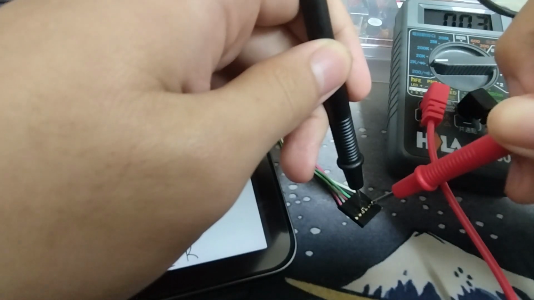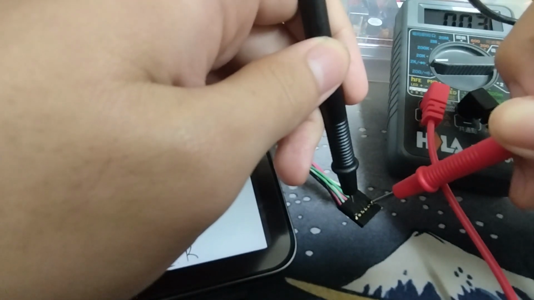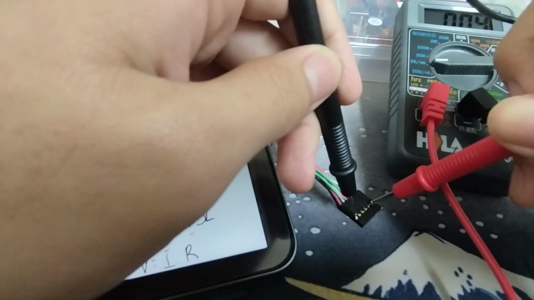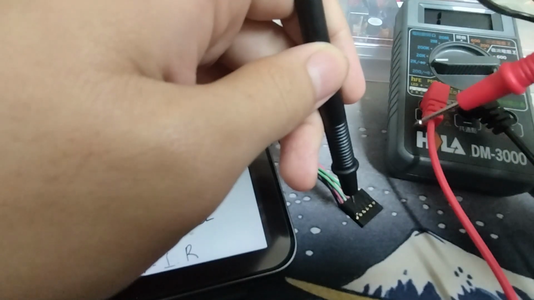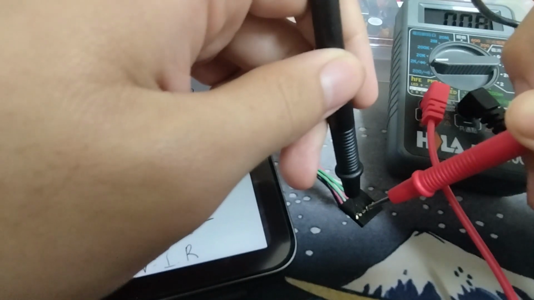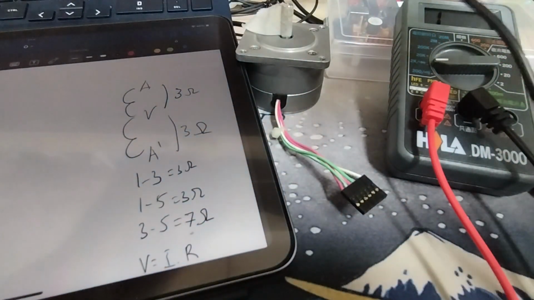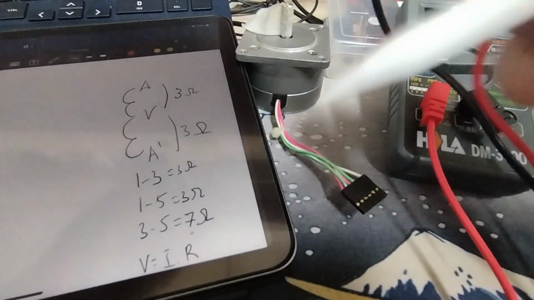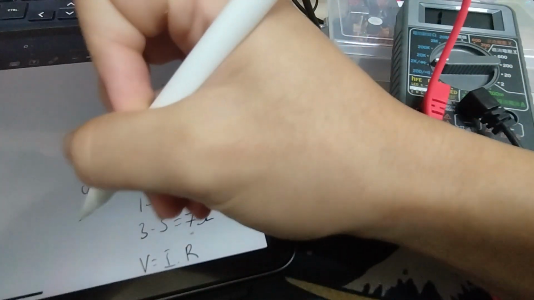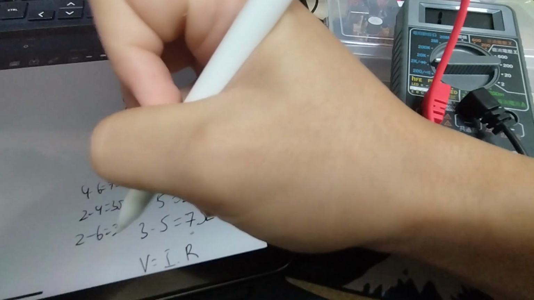It has a value of 3 ohm. Let's try between 2 and 6. It also has the same value of 3 ohm, 3 or 4 ohm. And then let's try between 4 and 6. Between 4 and 6, it has the value of between 7 and 8 ohm. That means that between 4 and 6 has the value of 7 ohm. 2 to 4 has the value of 3 ohm. 2 to 6 also has the value of 3 ohm.